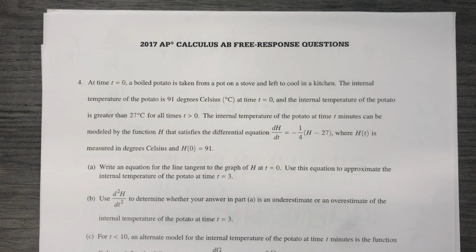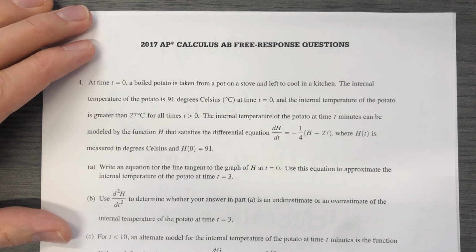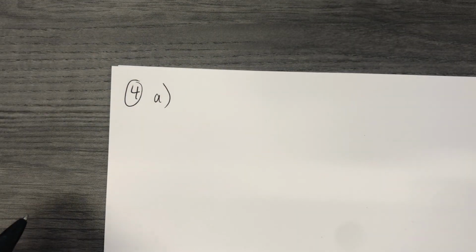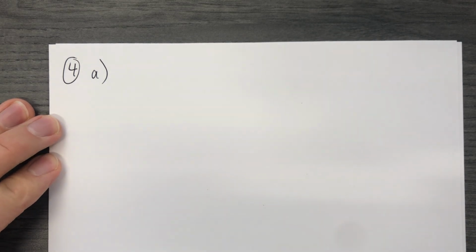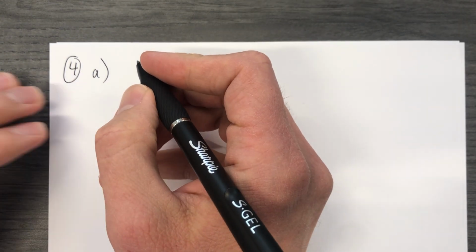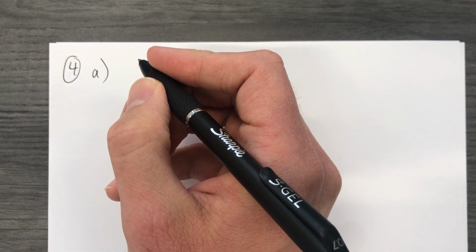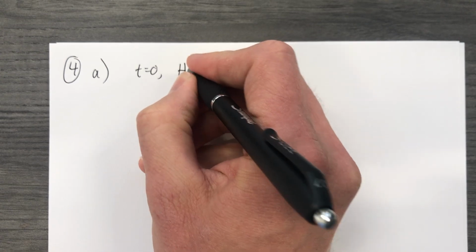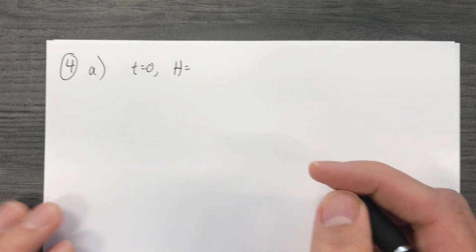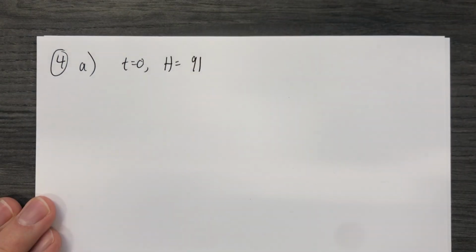Okay, part A, write an equation for the line tangent to the graph of h at t equals 0. Okay, I believe I can do that, and I believe you can too. Number 4, part A. When we're dealing with the equation of a tangent line, we're going to need the slope and we're going to need a coordinate as well. Normally I'd say y minus y1 equals m times x minus x1. I'm not going to; I'm going to go about it a little bit differently, but let's start with what we do know. This is going to happen at t equals 0. So t equals 0, the temperature, h for hot, I guess, is 91.